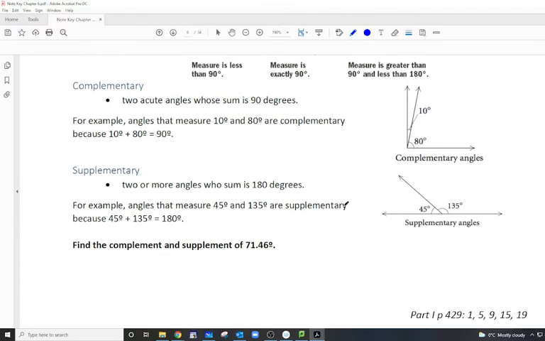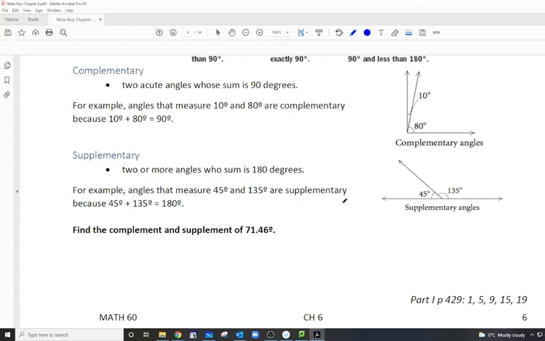Okay, now that you're comfortable with language, the next skill is to find complementary and supplementary angles. So complementary angles are two acute angles whose sum is 90 degrees. In other words, 10 and 80 add together to give you 90, so they are complementary. Supplementary is two angles that instead of adding to 90, they add to 180, and they're not acute. One of them might be, but they can't both be. So for example, 45 and 135, if you add those together, you get 180 degrees. On a test, it'll say find a complementary angle to blah, or find a supplementary angle to blah.